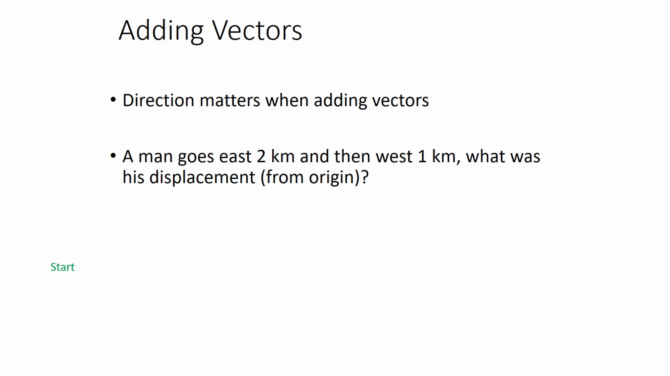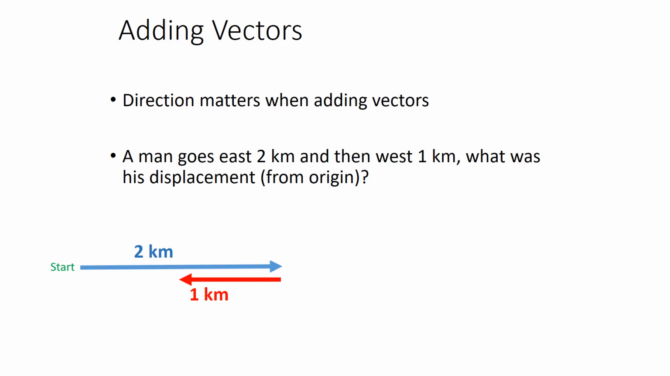A man goes 2 kilometers east. There you go, east 2 kilometers. Let's pretend this is east. And then west 1 kilometer. You're going to see this head to tail method. Anytime you draw the second vector, you always draw it from the end of the first vector. So you started here, you went 2 kilometers, and then you went back 1 kilometer. This is like you actually were walking it. That's why you put it head to tail.